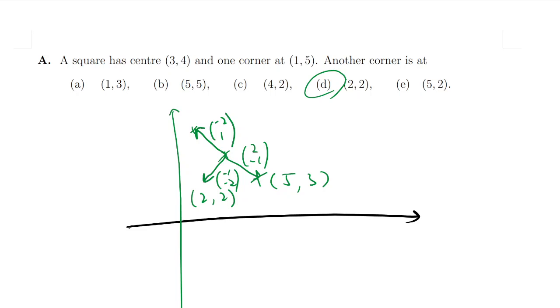But then let's also find the last corner. So what's the last corner? The last corner has a vector (1, 2). So it'll be (4, 6), right? So the only answer there would be D.